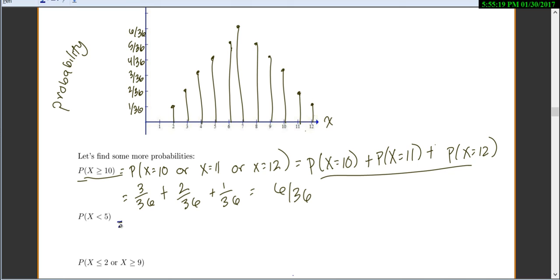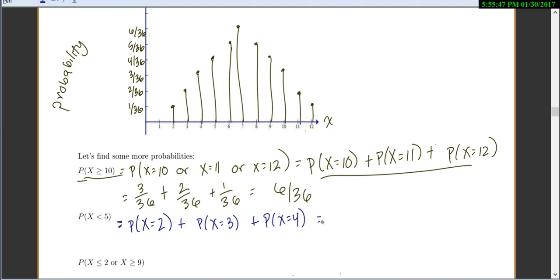So what would this be? So you actually write it out. So you say, okay, if we're less than 5, x could be, let's see, can it be 1? No, 1's not an option. So we start at 2. We'll include the 3. We'll include the 4. Should I include the 5? No, because it said just less than 5.